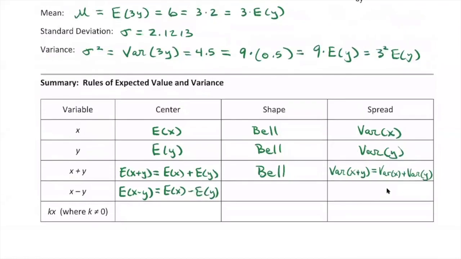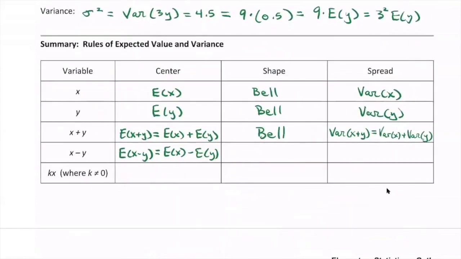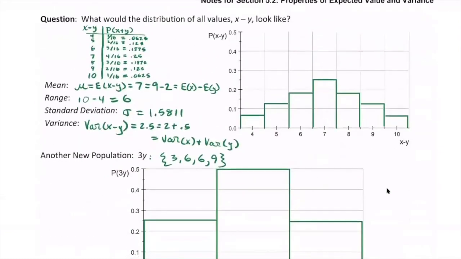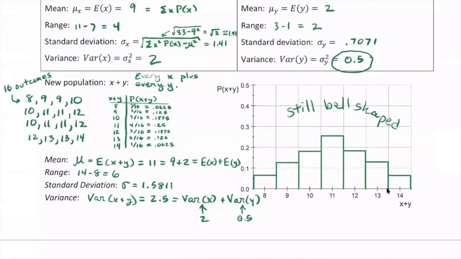But looking at the shape, it was still a bell shape. So we can say that bell-shaped nature is preserved no matter what we did. And then the spread for x minus y, we saw that the histogram was actually the same shape for x minus y as it was for x plus y. And they had exactly the same range.